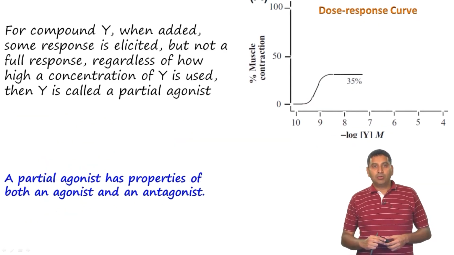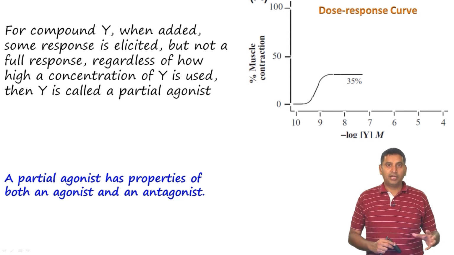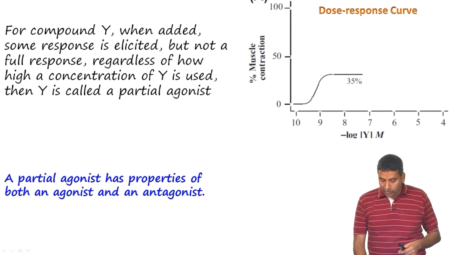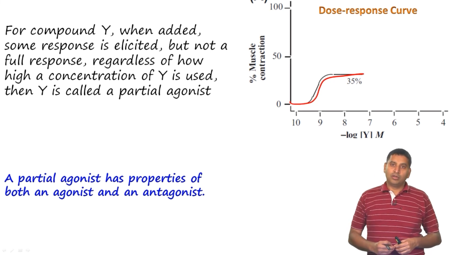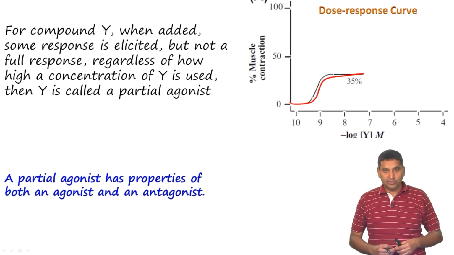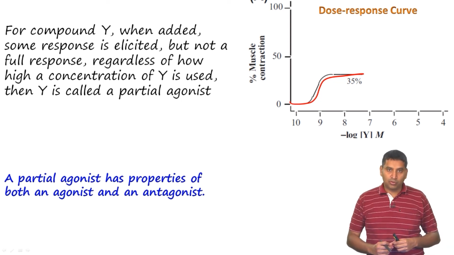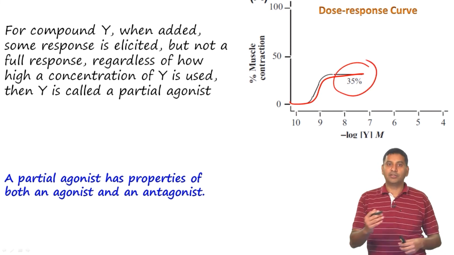Now, let us take a hypothetical compound Y, and when you add it, if you see a response such as this, where you see some increase in muscle contraction, then we would call this a partial agonist. We have already looked at some aspects of a partial agonist before, and a partial agonist is somewhere between an agonist and an antagonist.